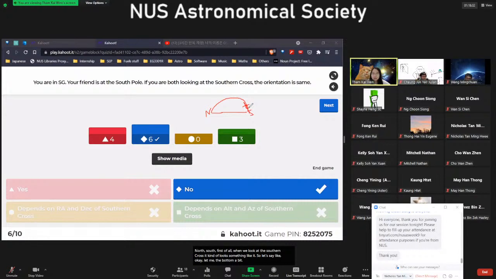Because if he is now looking at the South Pole like this, then the Southern Cross will now appear to be like this, along with everything else. So your friend at the South Pole just sees there's no south star, because there's nothing exactly right at the South Celestial Pole, but everything will appear to be revolving around in circles like this. Yes. Okay. Let me erase that.